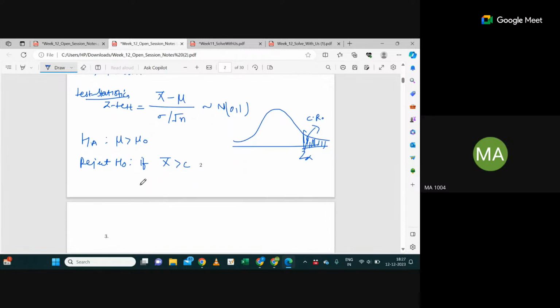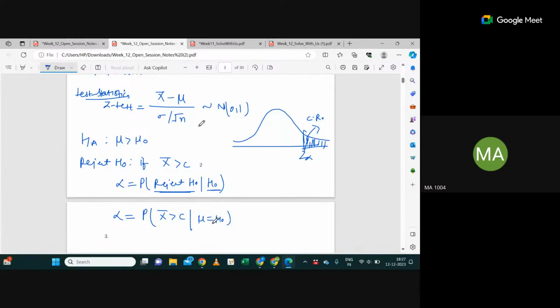How will you proceed? You can proceed with alpha. What is alpha? Alpha is the probability of rejecting H naught given that H naught is true, and alpha will be given to you, whether it's 5% or 10%. So I will reject when x bar is greater than c, given that H naught is true, that is, mu is equal to mu naught.